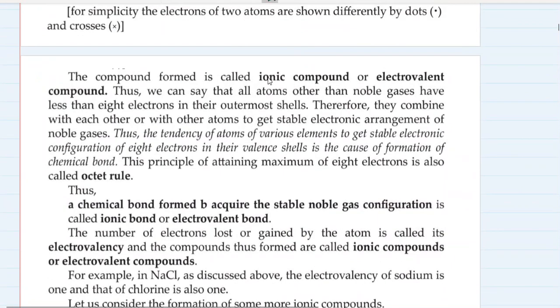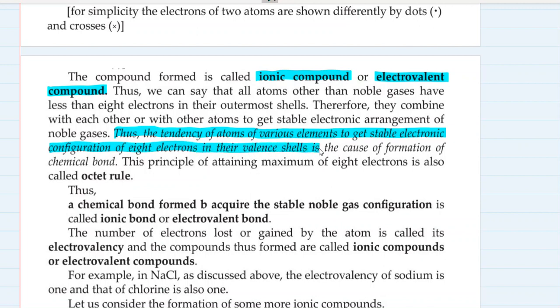So the compound formed is called an ionic compound or electrovalent compound. Thus we can say that all atoms other than noble gases have less than 8 electrons in their outermost shell. Therefore they combine with each other or with other atoms to get the stable electronic arrangement of noble gases. The tendency of atoms of various elements to get the stable electronic configuration of 8 electrons in their valence shell is the cause of formation of a chemical bond. This principle of attaining a maximum of 8 electrons is also called the octet rule.